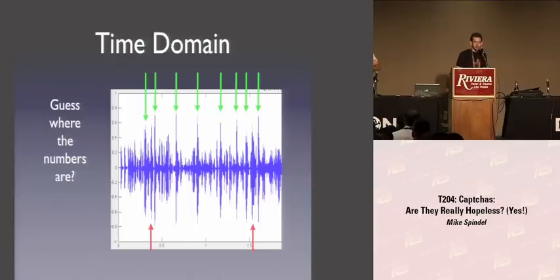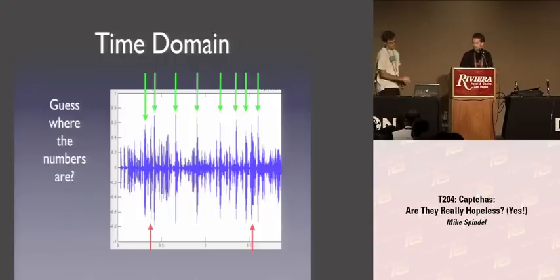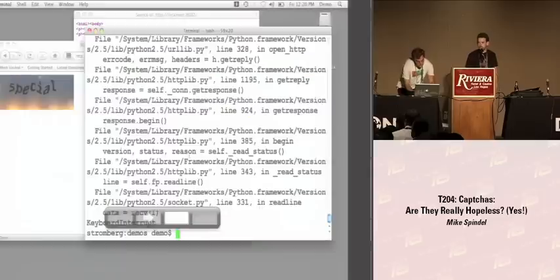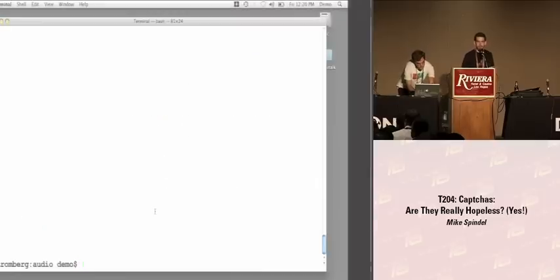It turns out, if you look at the green arrows, those are all real numbers, and the red arrows are all not quite real numbers. This noise has been added to try and disrupt an automated classifier. But still, just looking at the peaks and using a simple peak finding algorithm gets you really quite a far way towards solving this. So we have a short demo of running a simple peak finding algorithm on an actual audio CAPTCHA.